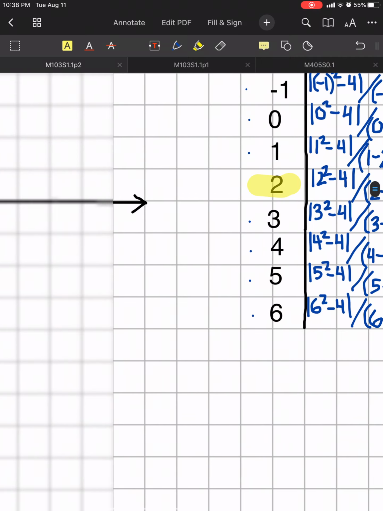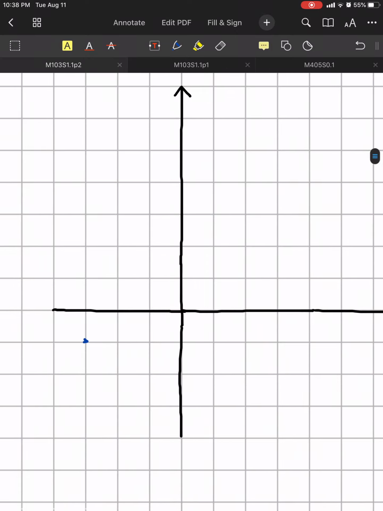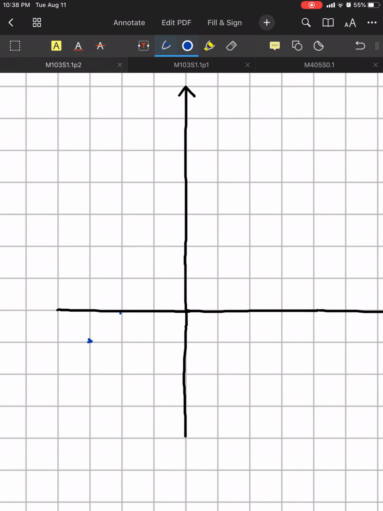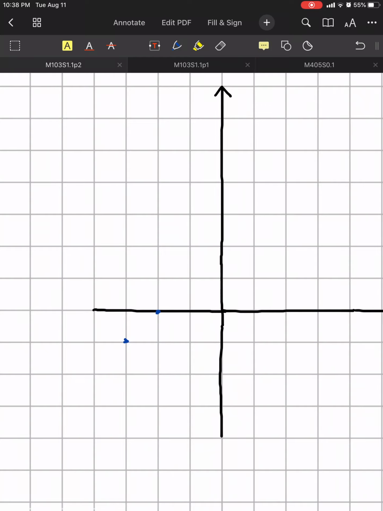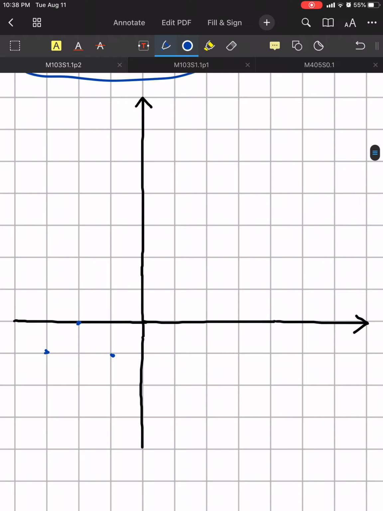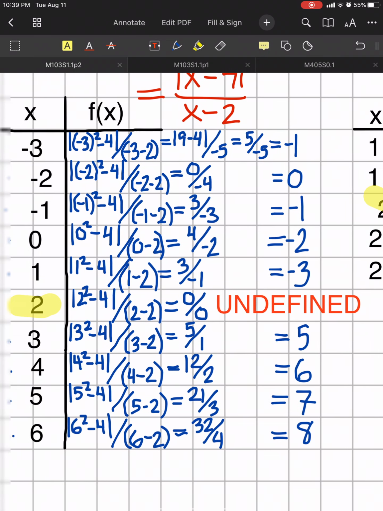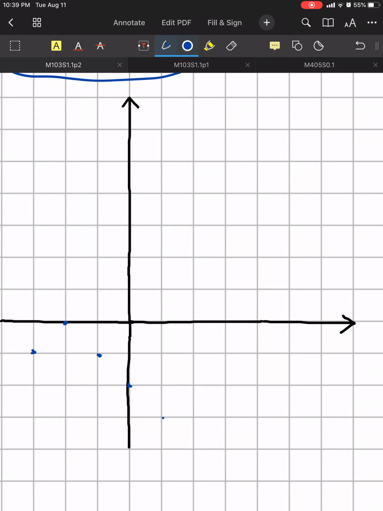My next point is negative 2, 0. That means I go backward 2 and stay on the axis, so it should be right about there. The next one is negative 1, negative 1, so that means I go backward 1, down 1. The next one is 0, negative 2, so that means I stay on the y-axis this time and go down 2. And finally, my last point is 1, negative 3, so I go forward 1 and down 3.